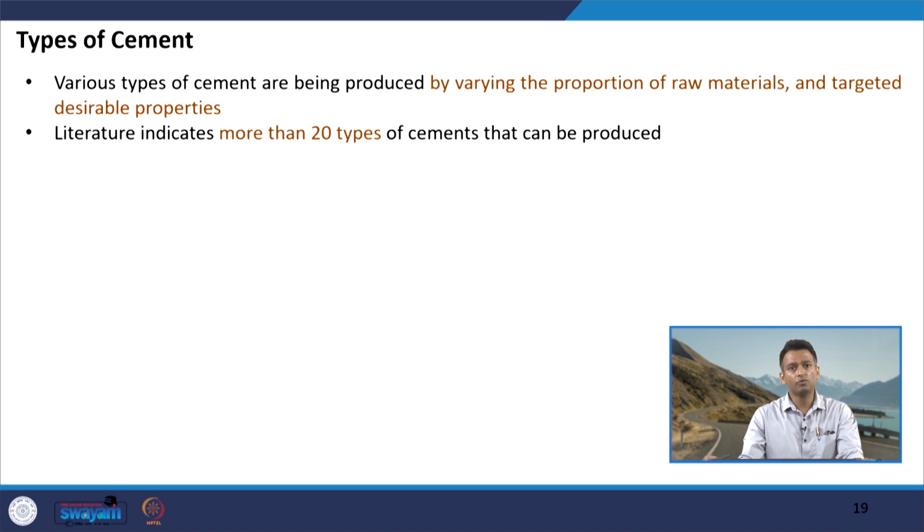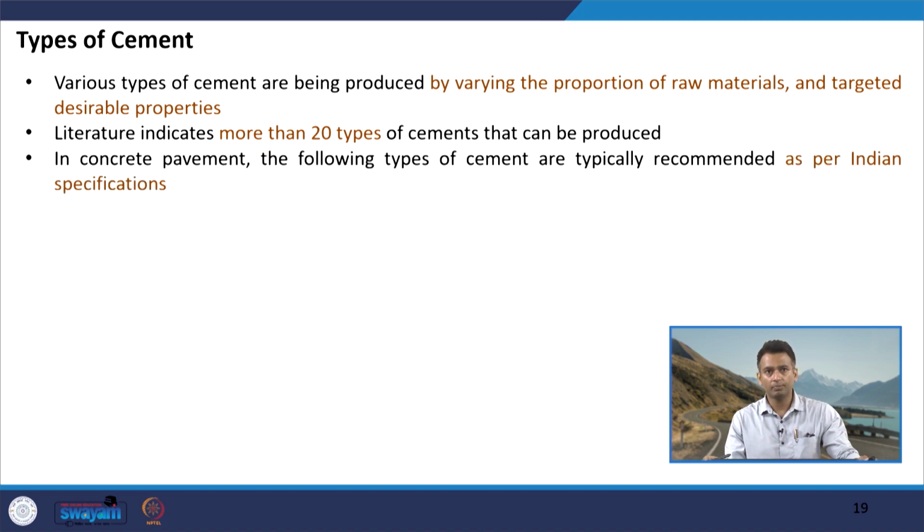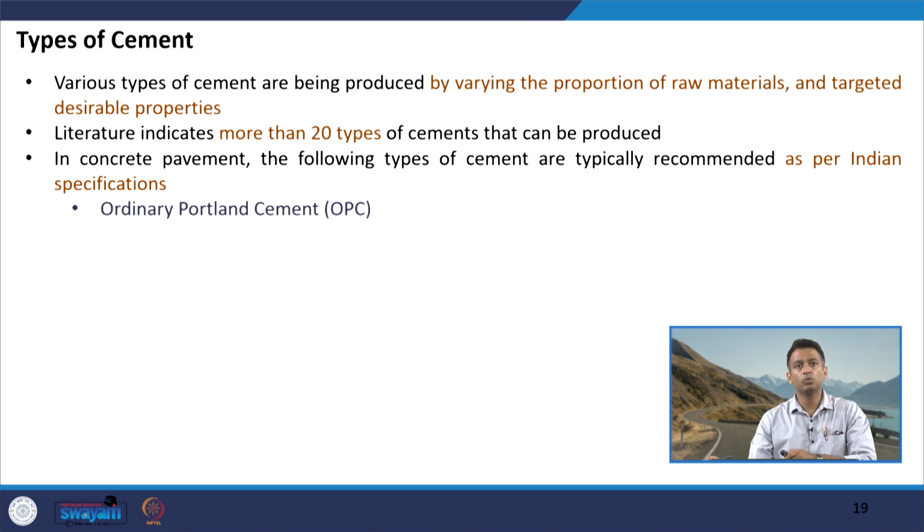However, not all types of cement are typically used in the construction of concrete pavements. Usually in concrete pavement, as per Indian specifications, the following types of cement are typically recommended, and we will keep our discussion on these. These include ordinary Portland cement, and under it we have OPC 43 and 53 that are usually used in the construction of concrete pavements.